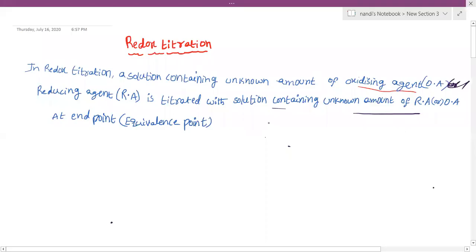Redox titration. In this type of titration, redox reactions participate, with either an oxidizing agent or a reducing agent. One is an unknown and one is known. In this type of titration, we are going to determine the unknown amount of either the oxidizing agent or the reducing agent by using a known concentration of the oxidizing agent or reducing agent. We'll discuss this at the end of this video.